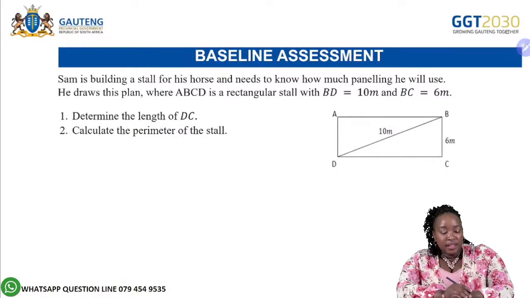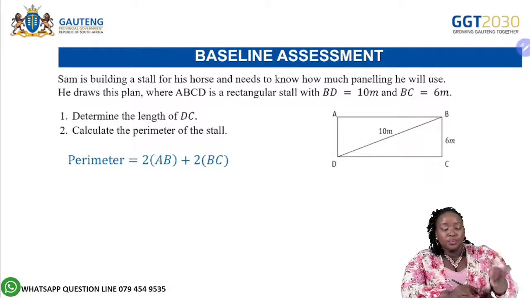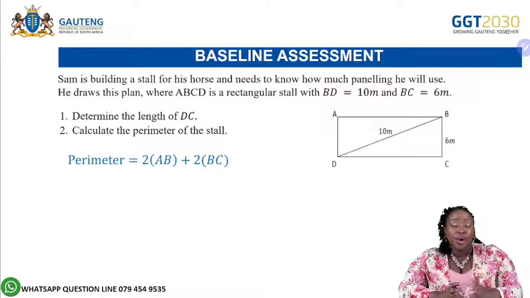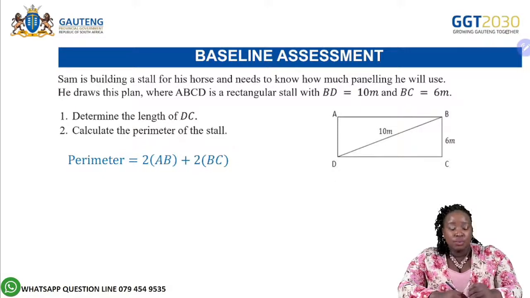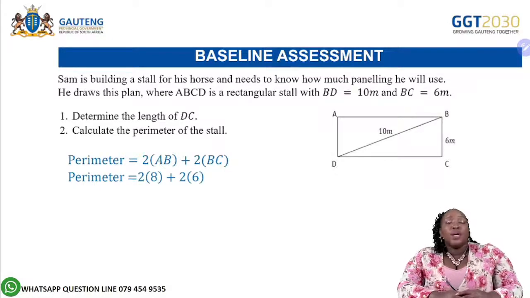All right, let's just do this one. The perimeter of a rectangle is given by twice the length plus twice the breadth, right? 2 times L plus 2B. So here we are using AB and BC as our length and breadth. So it'll be 2 times AB plus 2 times BC, okay? And then from there, we substitute the necessary lengths.